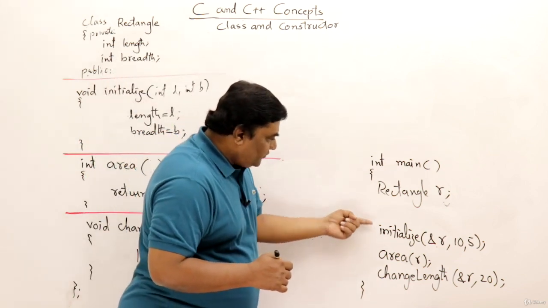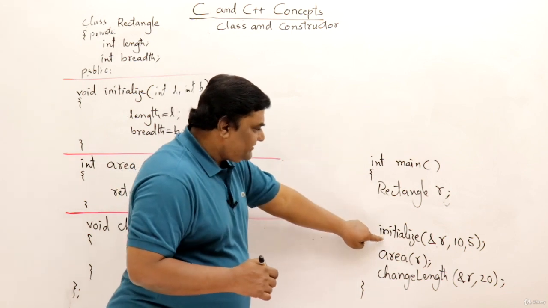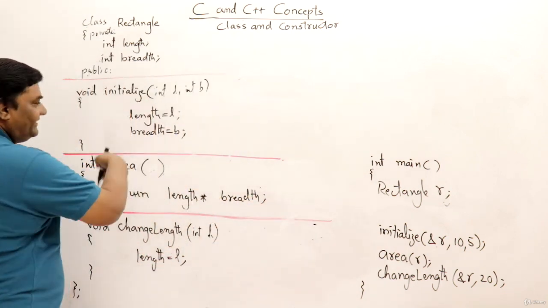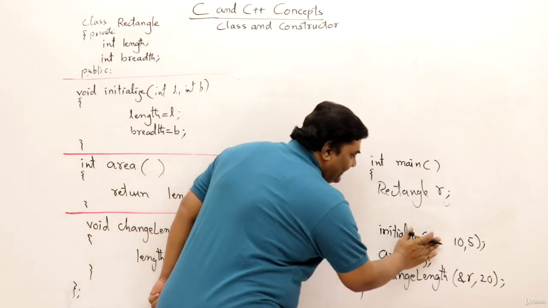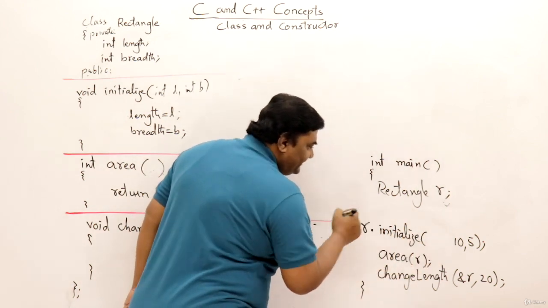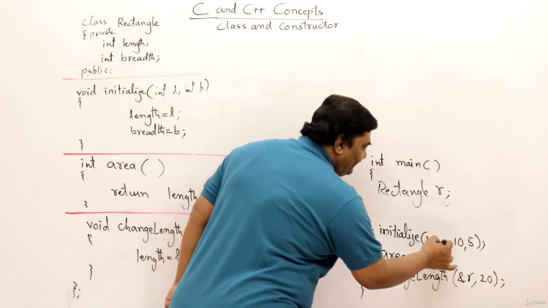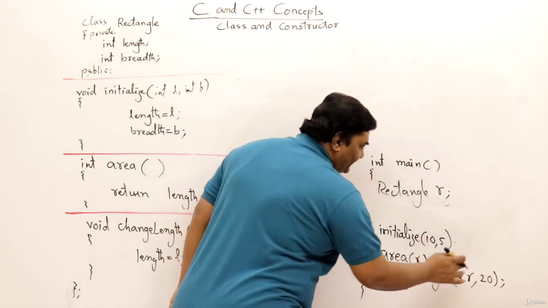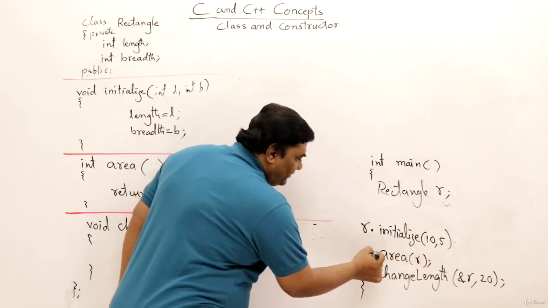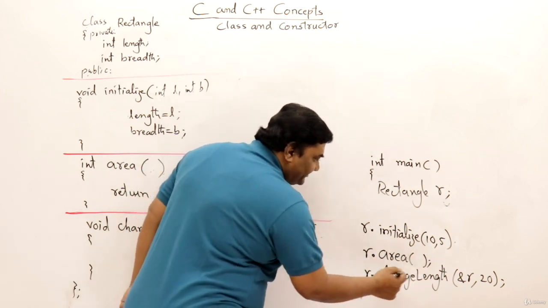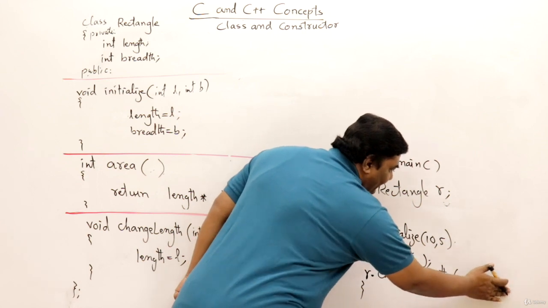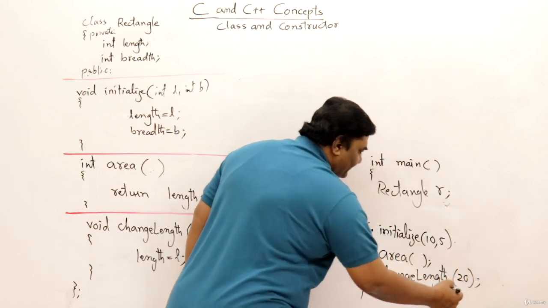Then how to call these functions? These functions are present inside the rectangle only. So for calling these functions, instead of passing the parameter, I should say r dot initialize, then pass 10 comma 5. Remove this one. Then call this as r dot area. Remove this one. Then call this as r dot change length. Remove this one and just pass 20.